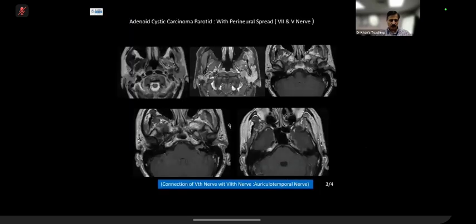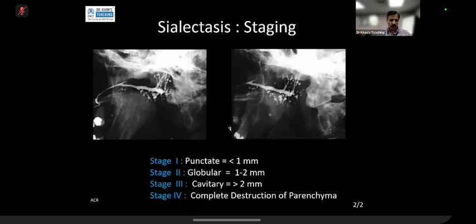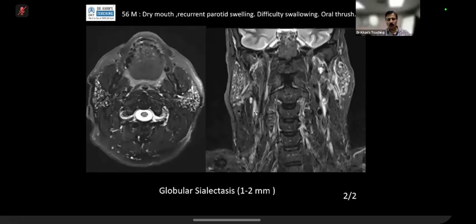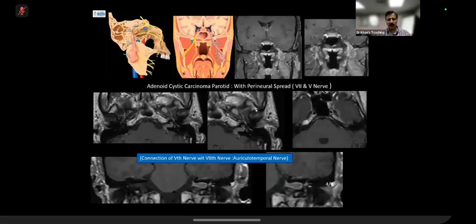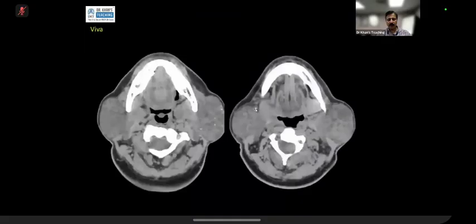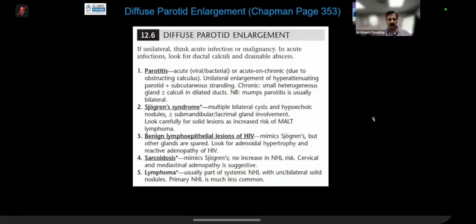Okay, let me take over. You remember these words. This is complete destruction of parenchyma. Simple as that. It is stage 4 of sialectasis, where there is no parenchyma, there is cystic change, cystic dilatation, and there can be lymphocyte aggregates with it, which you will find difficult to differentiate from any tumor. So this is the destructive type of sialectasis.